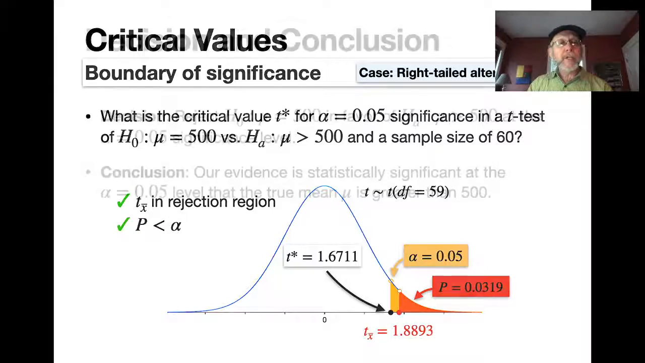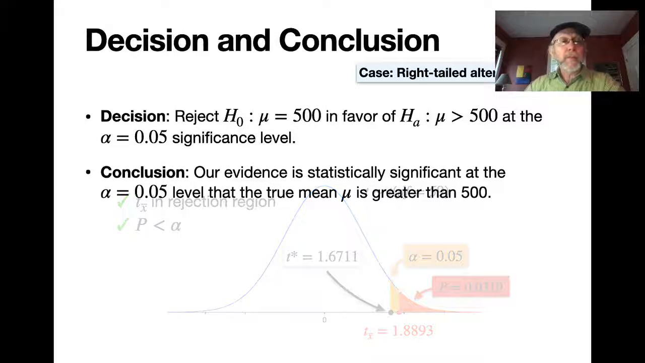So our decision and conclusion at this point would be to reject the null hypothesis that mu is 500 in favor of the alternative that mu is greater than 500 at the 5% significance level. In other words, our evidence is statistically significant at the 5% significance level that the true mean is indeed bigger than 500.